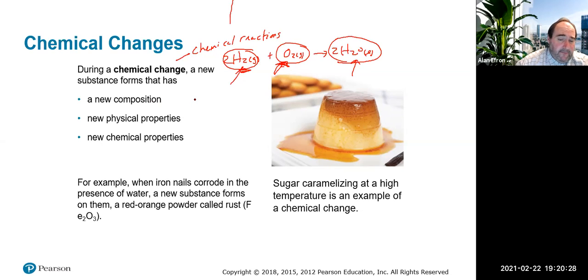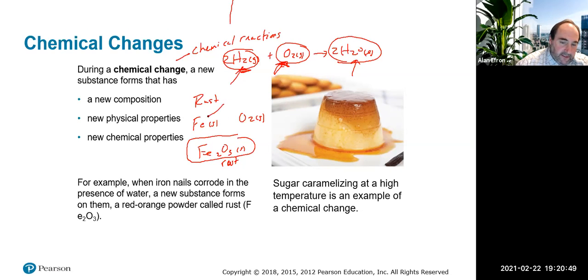Rust is another example of that. For rust, you need some iron metal, some oxygen gas, and a little bit of moisture, and you'll make iron(III) oxide, which is basically rust. The difference is that when we started, the iron and the oxygen were separate from each other. Here, they are chemically united together. And again, you can do whatever you want with rust. You could put it in the freezer, you could boil it. You're not going to get the iron metal back, and you're not going to get the oxygen gas back through any type of physical means.